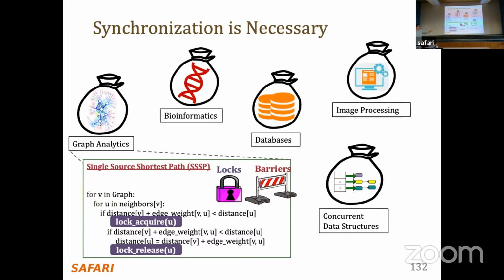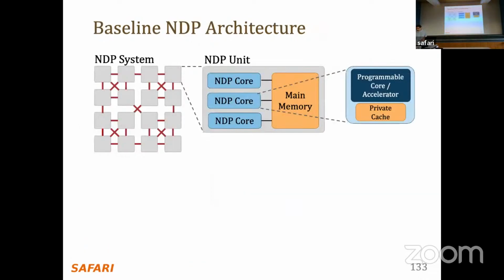And this is not only for graph analytics. We can also find that we need synchronization mechanisms for other data structures, other applications as well. Concurrent data structures, we will mention them at the end of this part of the presentation, because our group has also a work on concurrent data structures for processing in memory.